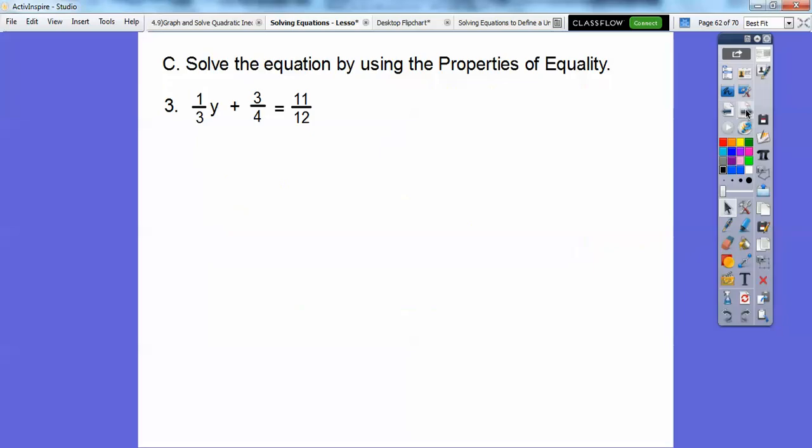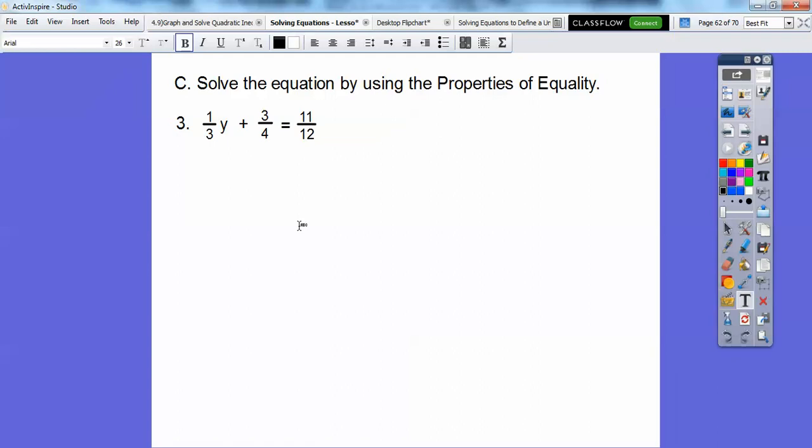All right, let's try one with fractions right here, you guys. This one would be number 4 right there. Let me fix that here. 4. Let me just slide that up right there.